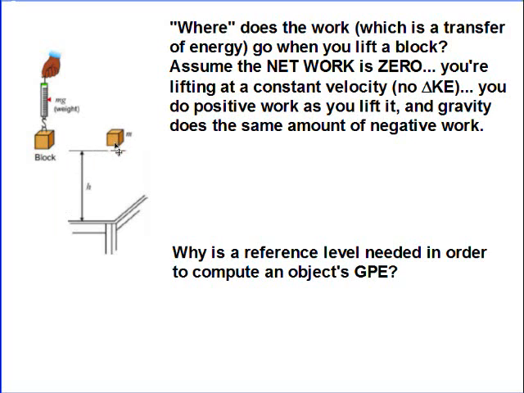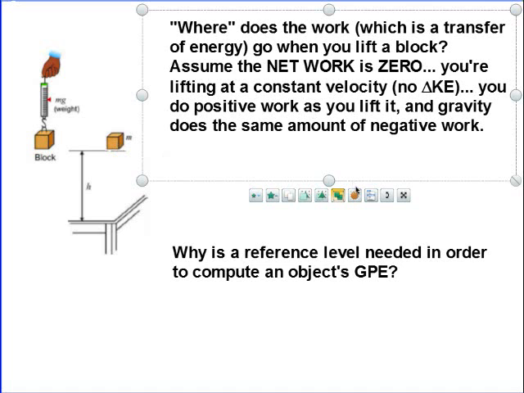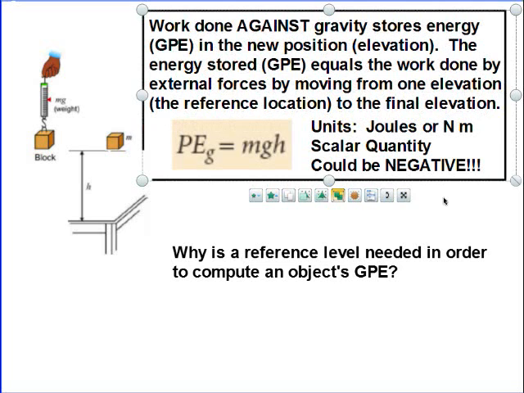But we all know if I let go of this thing, it's going to have capacity to do work. If I let go of this block, it's just going to fall down and be able to do work on that table. So we have to talk about the energy that's actually stored in that position. We call that energy gravitational potential energy. Work done against gravity stores energy in the new position. That energy that's stored, which we call the GPE, equals the work done by external forces by moving from one elevation, which we call the reference location, to the final elevation. The equation that we would use for that would be gravitational potential energy is just mgh.